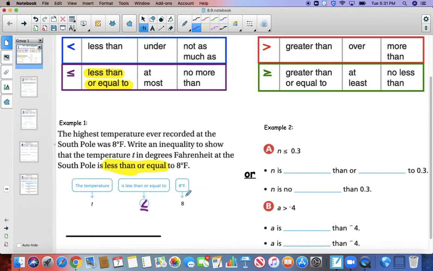So it's been 8 or it's been a lot less. And you know Miss Witte hates the cold, so you can imagine how I would feel in the South Pole.